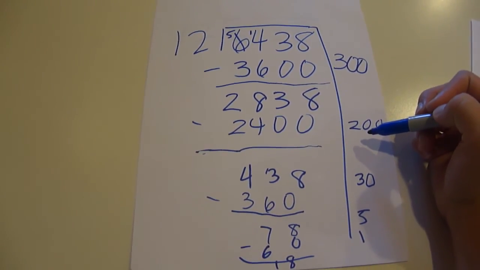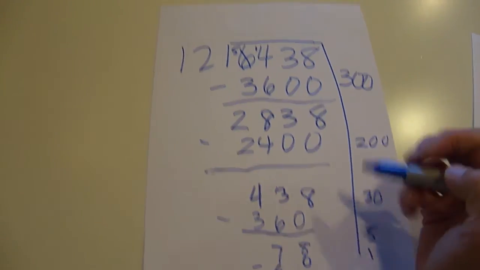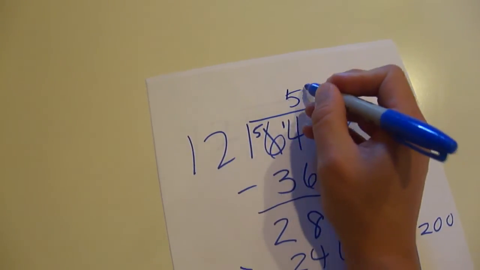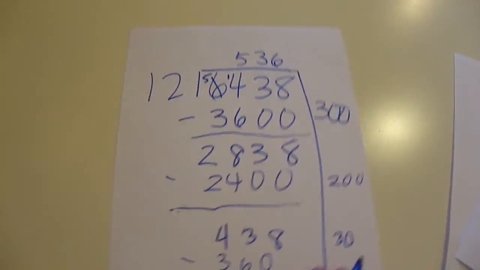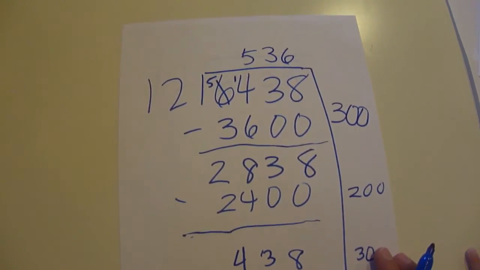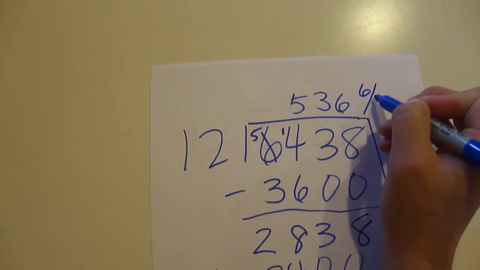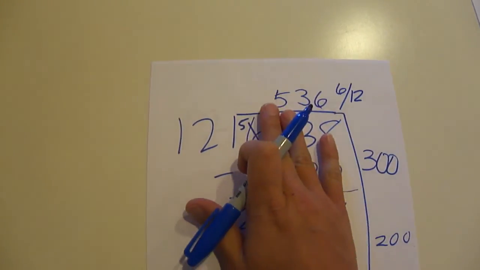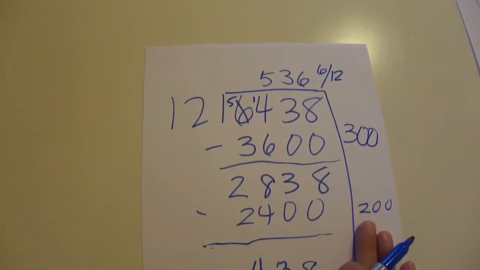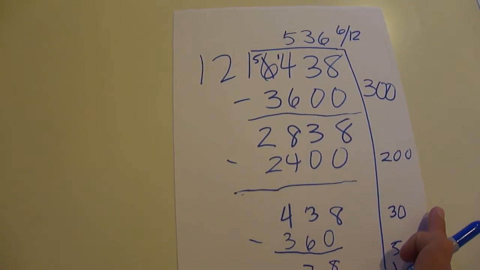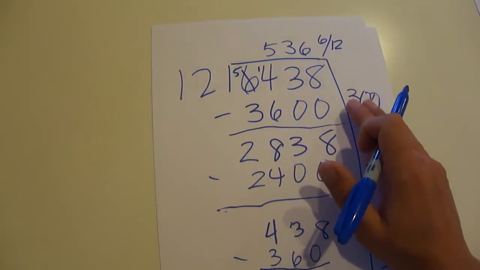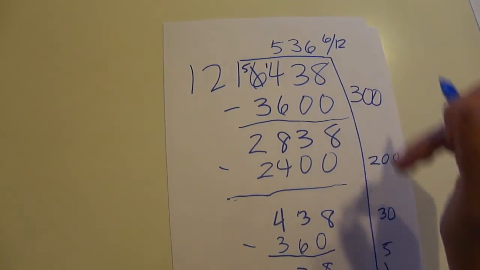300 plus 200 would be 500, 536. And depending on what age you are, you might say remainder 6, or you might say 6 out of 12 as a fractional form, and then simplify that to 536 and a half. Again, as a kid gets more and more efficient, they might start by taking a chunk of 500 out, and this would be a lot shorter.